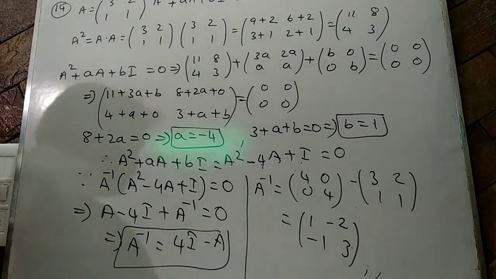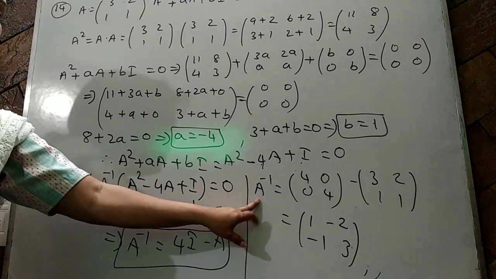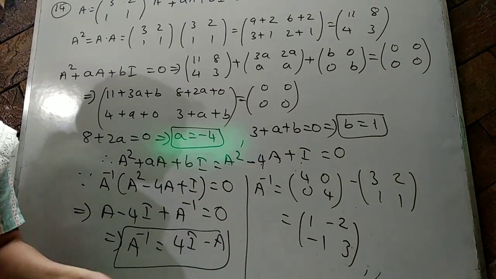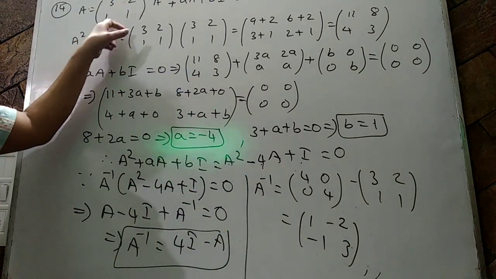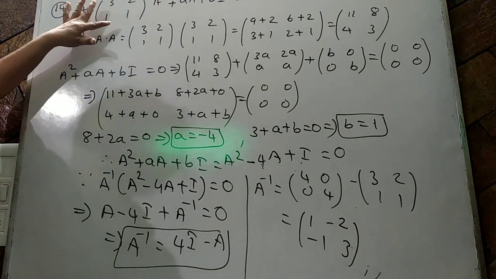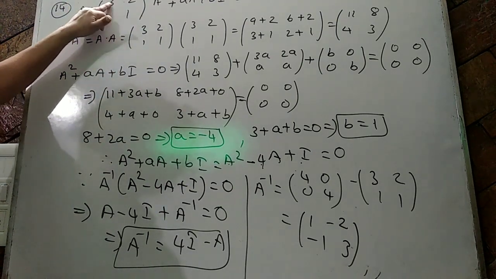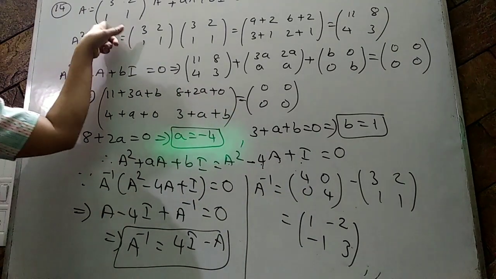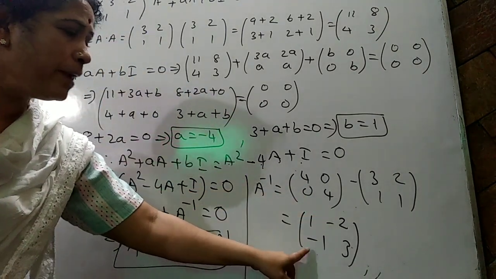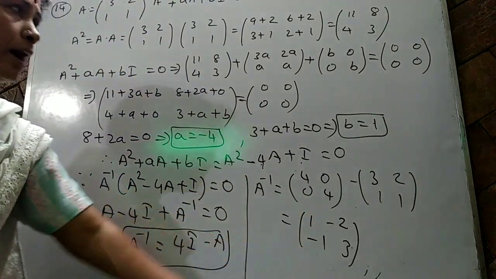I told you the shortcut method. A inverse equal to, what is the formula? 1 by determinant A into adjoint of A. Determinant A is 3 minus 2, which is 1. Adjoint of A, how to find? Interchange the main diagonal, 1 3 becomes 3 1, and change the sign of the non-diagonal, minus 2 minus 1. So we got your final answer.